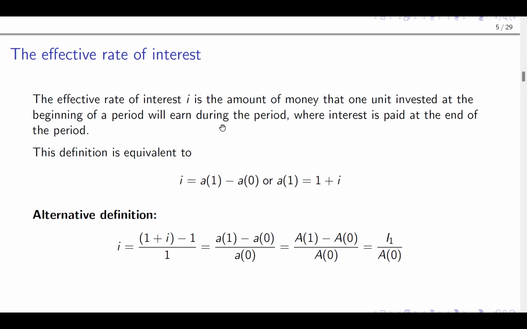This definition is equivalent to i being equal to a(1) minus a(0). Okay. So a(1) here is your accumulation function at time 1, and a(0) here is your accumulation function at the beginning of the investment, given that we are considering a period of just 1.